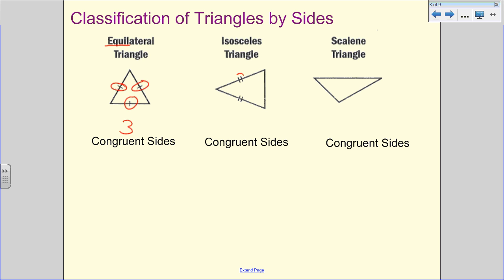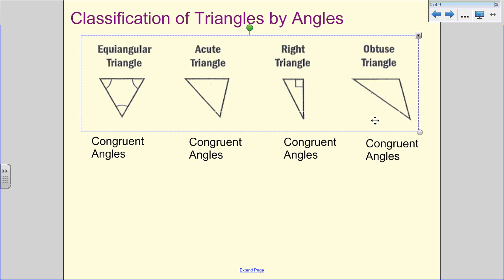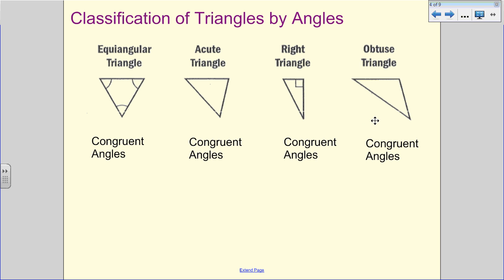Isosceles triangle, if you notice, we only have two sides with congruency marks on it. So isosceles has two. And then scalene, there are no congruency marks, so there are no congruent sides. So those are the names that we use for classifying triangles by sides: equilateral, isosceles, and scalene. These are brand new words for our vocabulary because we haven't studied anything about sides. When we look at the next category, we're going to be able to categorize by angle, and this is where we start recognizing some words because we've already studied angles.